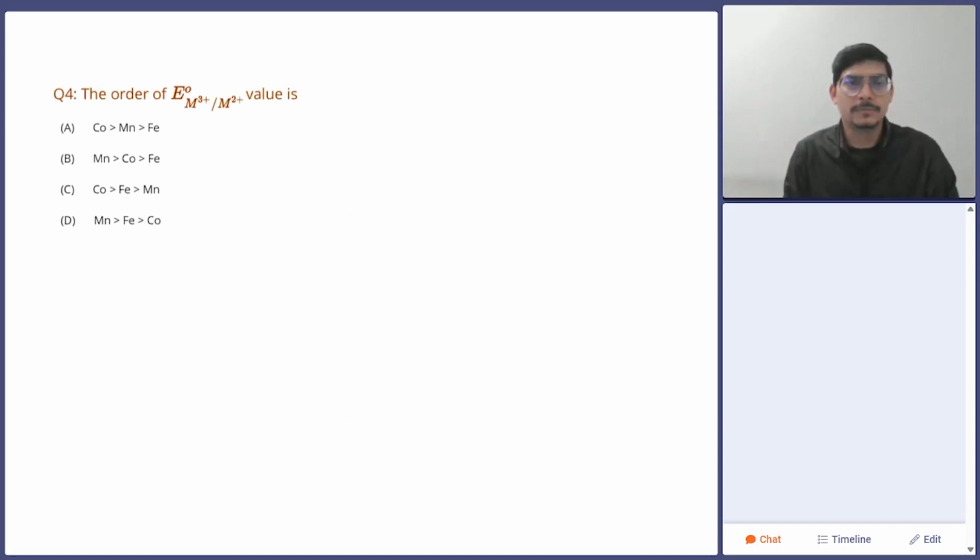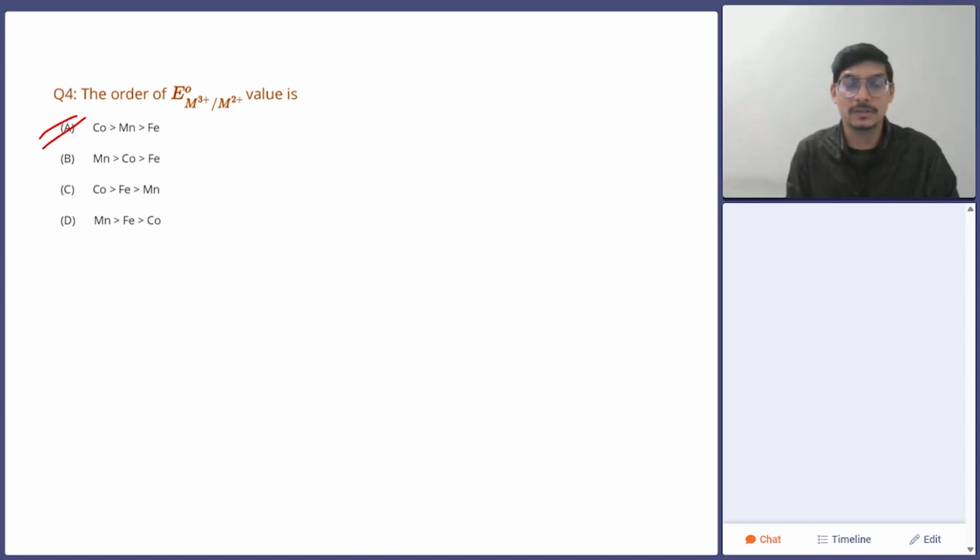The order of E0 M3+/M2+, right? So they're asking about the order of the reduction potential. I think these orders have positive values, and this question is very much experimental. These reduction potentials are experimental values. But in this case, the correct answer is this one.